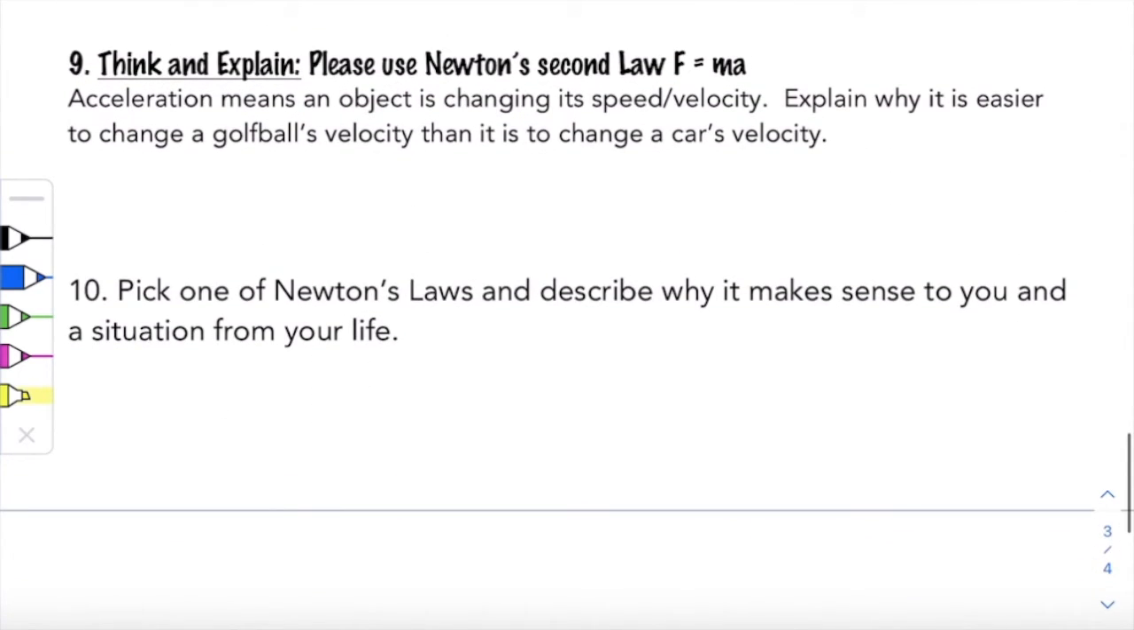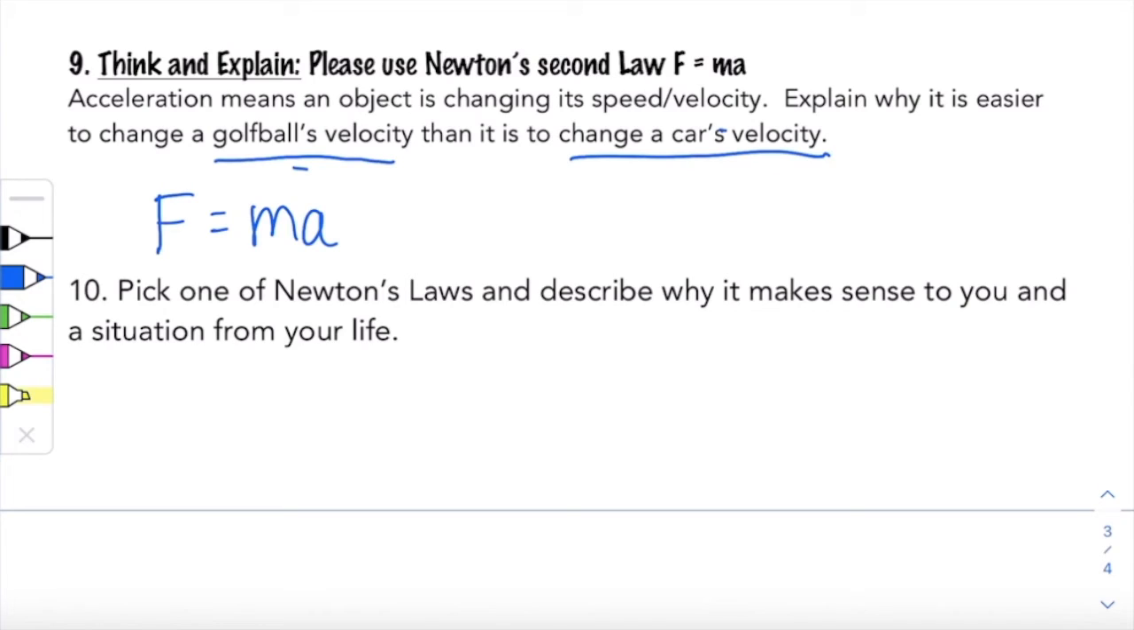Number 9. Think and explain. Please use Newton's second law, F equals ma. It says acceleration means an object is changing its speed or velocity. Explain why it is easier to change a golf ball's velocity than it is to change a car's velocity. Well, F equals ma. And the question is, why is it easier to change a golf ball's velocity?